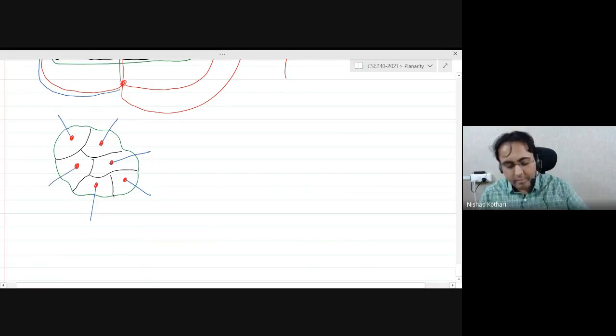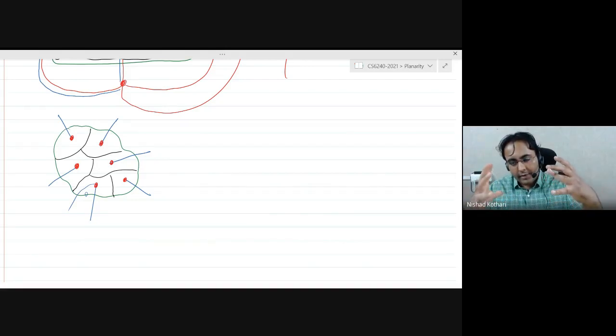Okay. Of course, there could be more vertices, but it doesn't really make any difference. Supposing there was a vertex here, then you would have 2 edges like this. Okay. But what's going on is that you are looking at all the edges going from vertices of the dual that are inside the cycle to vertices of the dual that are outside the cycle. Right? And that's a cut. That is a cut in the dual.